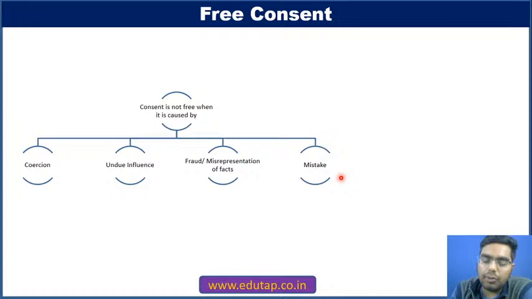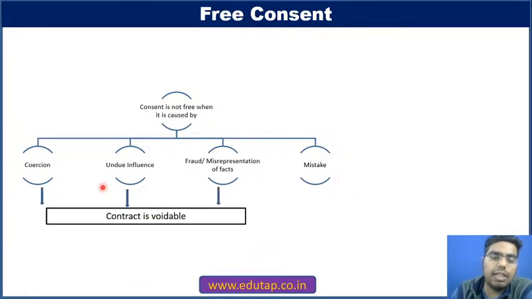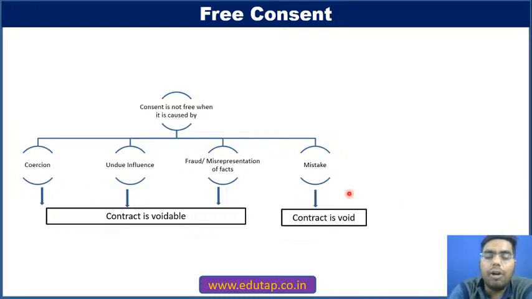Clear? Now, under the first three, the contract is voidable. I have told you that when there is a lack of free consent, the contract is voidable. But under the last point, mistake, the contract is absolutely void. Either it is mistake of fact or mistake of law, if it is proved that there was a mistake, the contract is void. Clear?